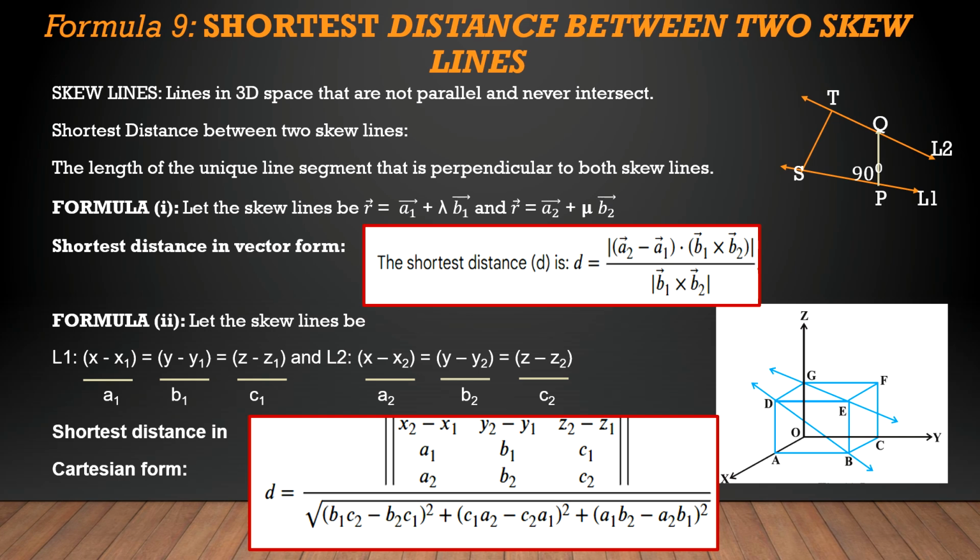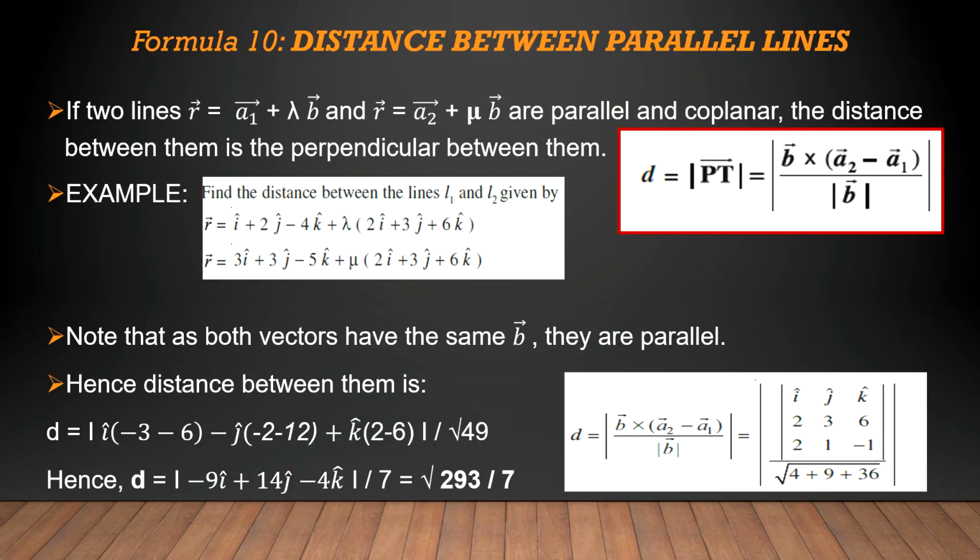Similarly, if the lines are given in Cartesian form, the lines will be x minus x1 upon a1 is equal to y minus y1 upon b1 is equal to z minus z1 upon c1, and the next line is x minus x2 upon a2 is equal to y minus y2 upon b2 is equal to z minus z2 upon c2. If it is given in this type of Cartesian form, then the shortest distance d is given by the determinant upon its value. You can see the formula. We will use it in the examples.